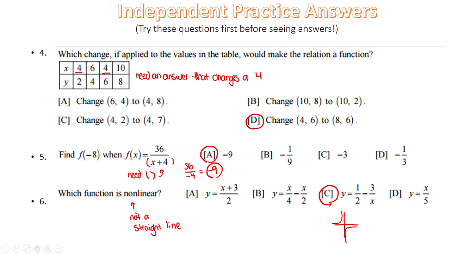Number 6, which one's non-linear? The one that's not linear is the one that comes out as not a straight line, and that would be C. And if you graphed it, it looks something like this. And again, it's because x is in the denominator. That's another key reason.